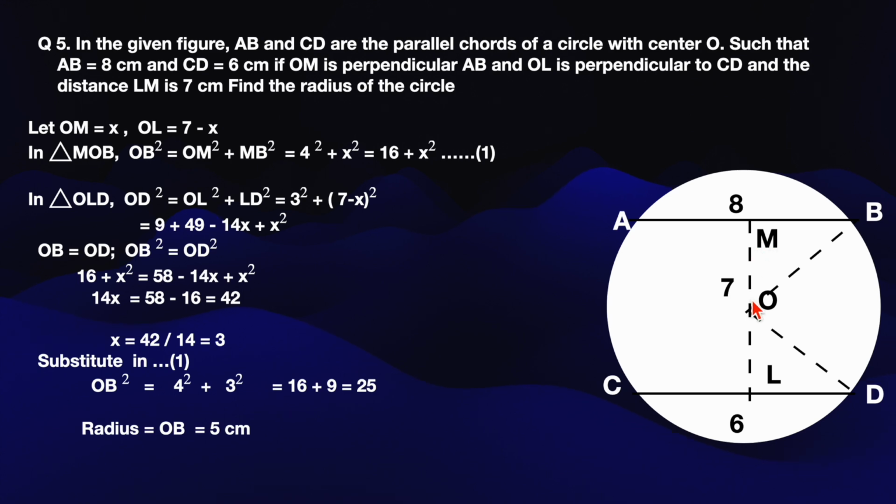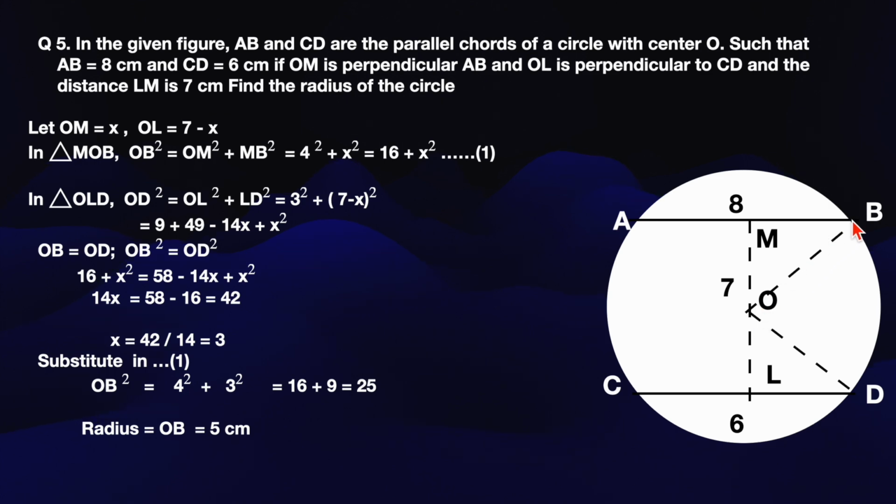Supposing I take OM as x, this distance OL will be 7 minus x. Is it not? So let OM be x. So OL will be 7 minus x. Okay. MB will be what? It will be 8 upon 2, that is 4. So take this triangle. We know that MB is 4, OM is x, and OB we do not know. We have to find. That's the radius.